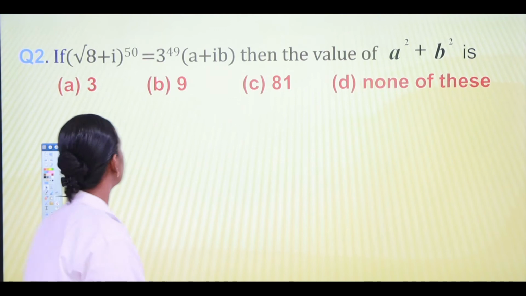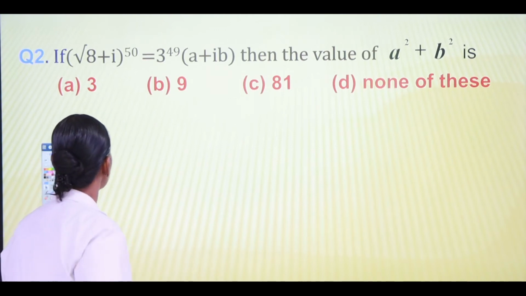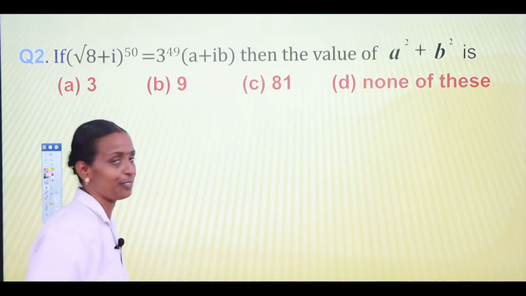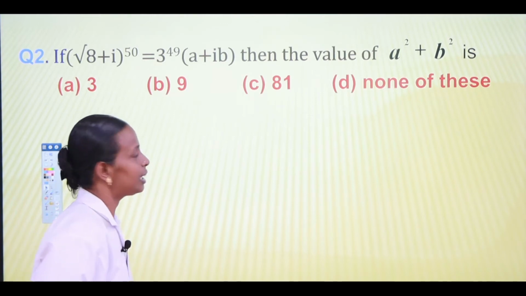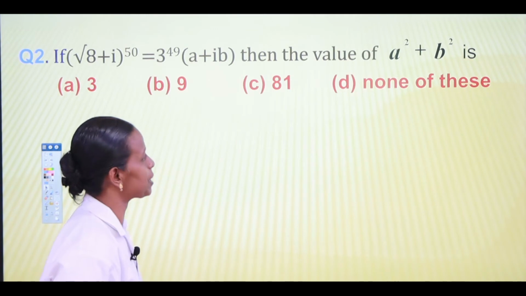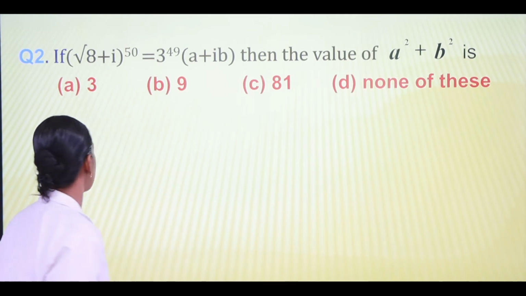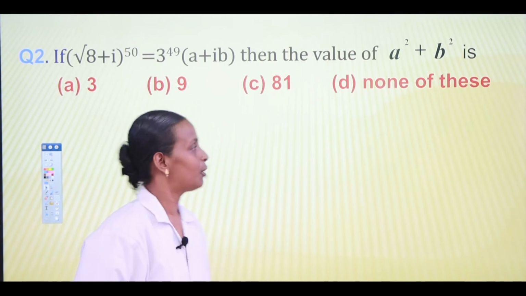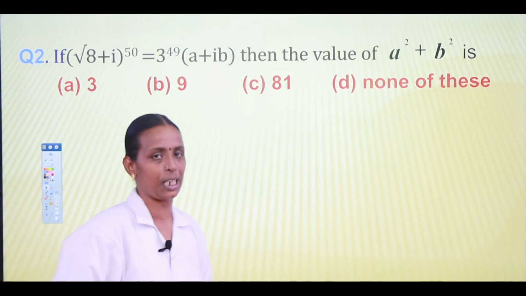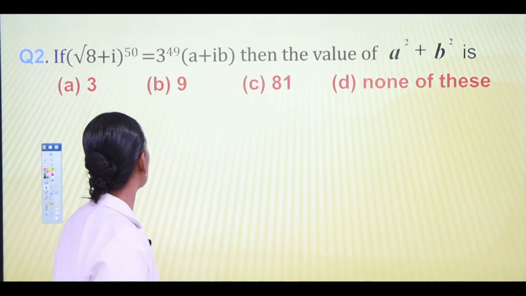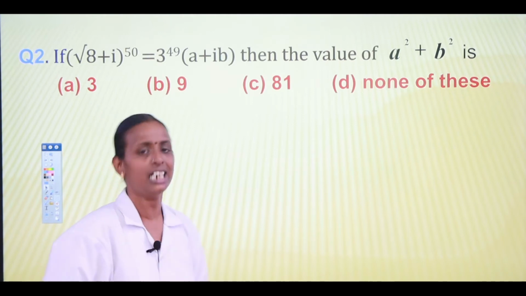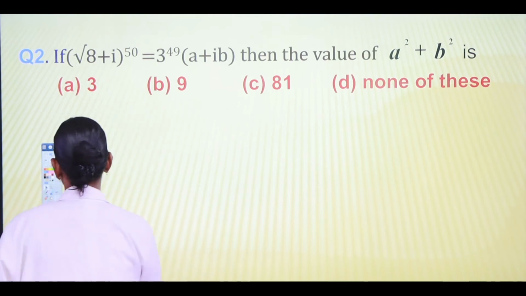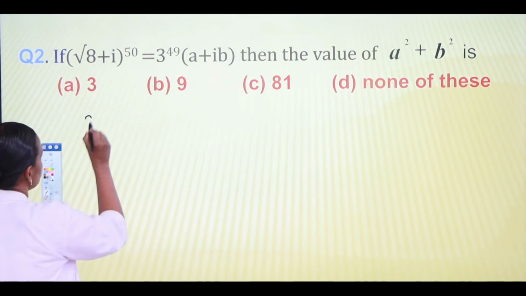Second problem. If (root of 8 plus i) the whole to the power of 50 equal to 3 power 49 (a plus ib), then the value of a square plus b square is: option A 3, option B 9, option C 81, option D none of these. We want to find the value of a square plus b square. It is given (root 8 plus i) whole to the power of 50 equal to 3 power 49 (a plus ib). Now we are going to see the solution.